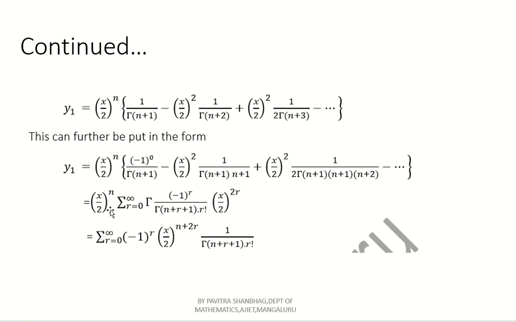That is x by 2 whole power n summation r from 0 to infinity, and here there is no gamma, minus 1 power r by this one. Okay. Now take this x by 2 whole power n inside the summation sign. You will get summation r from 0 to infinity minus 1 power r as it is, x by 2 power n plus 2r, and 1 by gamma n plus 1 plus r into r factorial. So this is a very important result you have to remember.